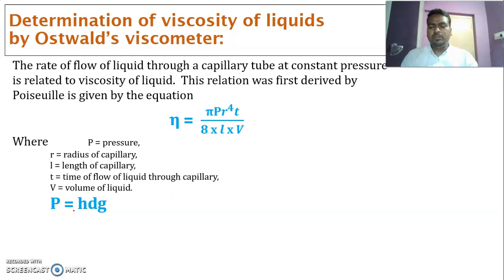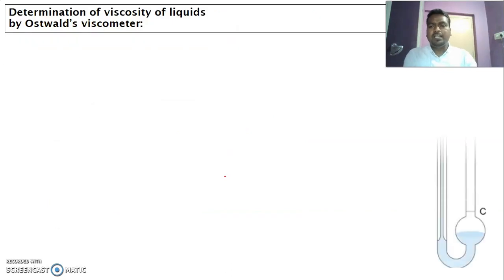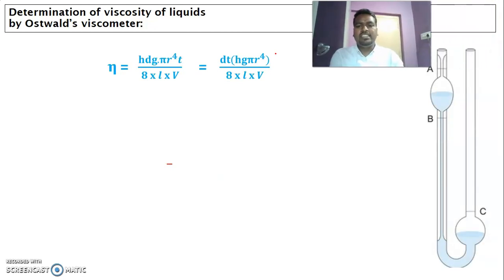of the fluid is equal to height of the capillary column into density into acceleration due to gravity. So g is the acceleration due to gravity, d is the density, and h is the height of the liquid in the capillary column. So consider this as equation number 1 and substitute the value of P in this equation. So we are going to get a new equation, that is eta is equal to h d g into pi r to the power of 4 into t divided by 8 L V.